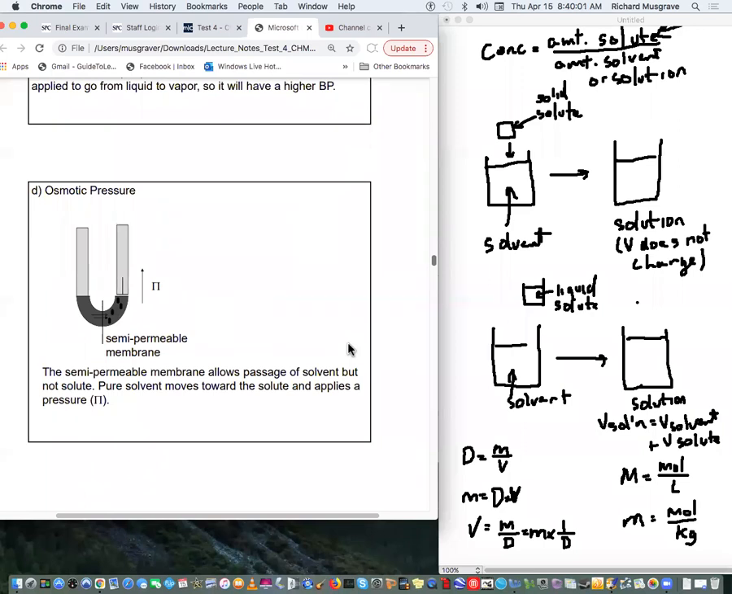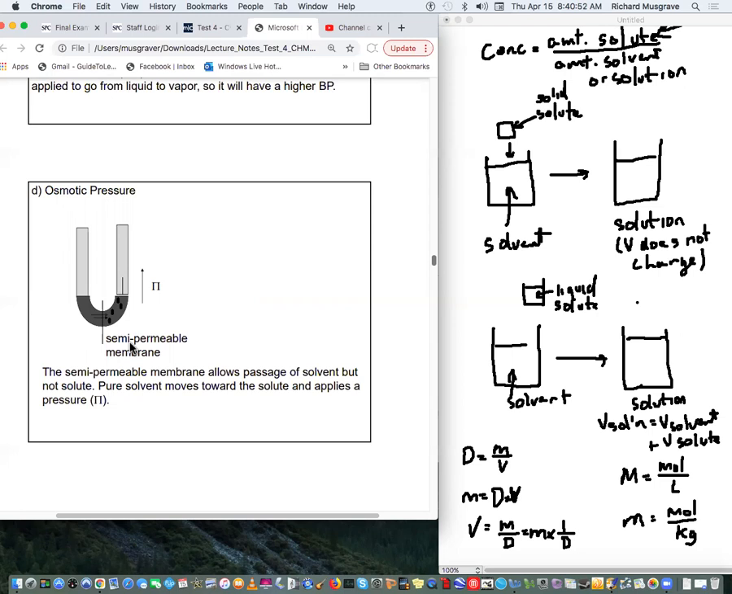The last one is called osmotic pressure. And with osmotic pressure, you have this U-shaped tube. On one side, you've got pure solvent, and on the other side, you've got a solution. So it's a solvent with some solute in it. And in the middle here, separating the two, we have a semi-permeable membrane. Now, a semi-permeable membrane is called such because what it does is it allows for passage of the solvent to go into the solution, but not the other way around. So the molecules of the solute can't get to the other side of the semi-permeable membrane.